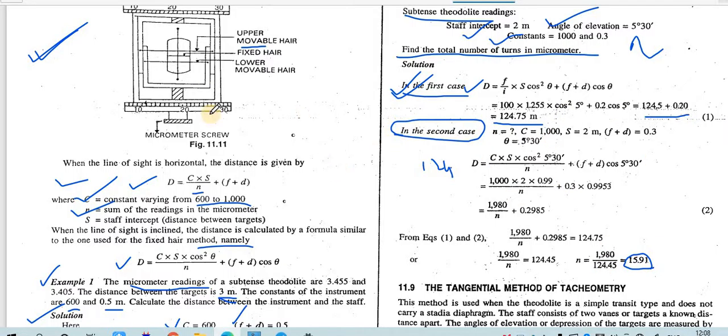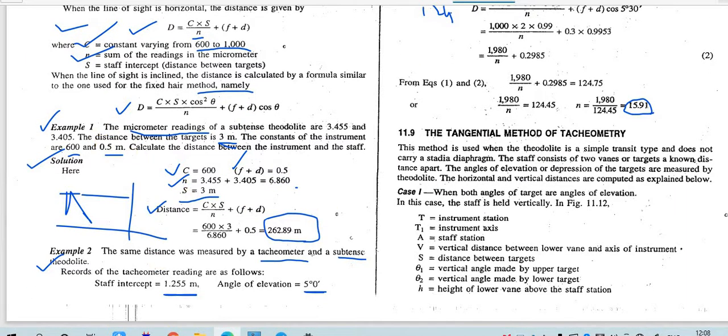Okay. So in this type of question, what you need to do is understand the question and read it very carefully, because it is mentioning over here the tacheometer, and it is mentioning over here a subtense theodolite.